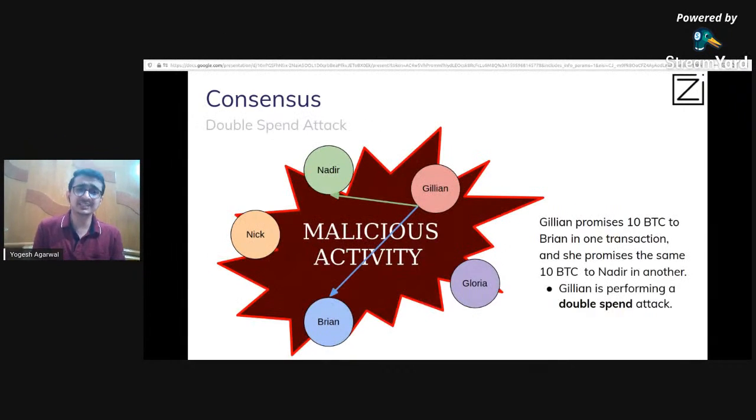But the problem is that suppose Gillian is malicious. He wants to do something bad in the network. There is an attack known as the double spend attack. What happens in this? Suppose you have 10 BTC, 10 Bitcoin, and you double spend it. That is, Gillian sends the same Bitcoin to Nadir and the same Bitcoin to Brian. This is a double spend attack, when we spend the same token twice. This happens because there is no one to check whether the transaction is correct or wrong.